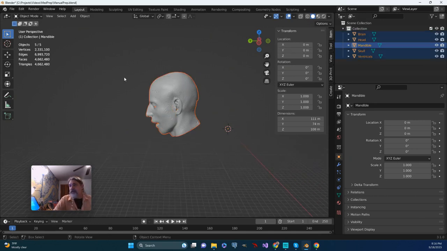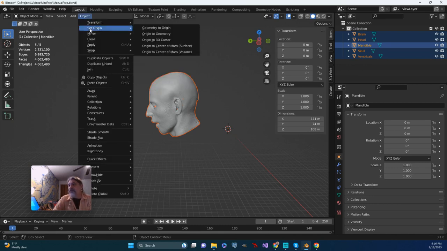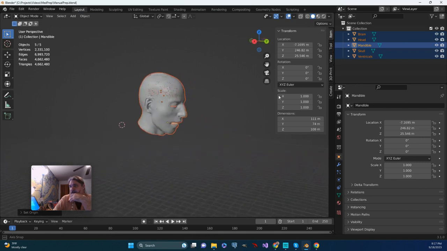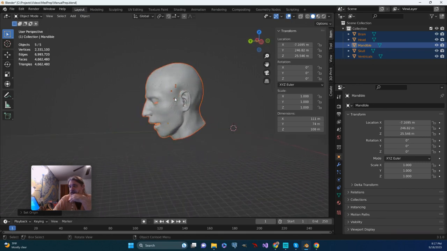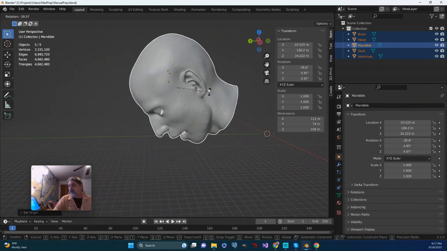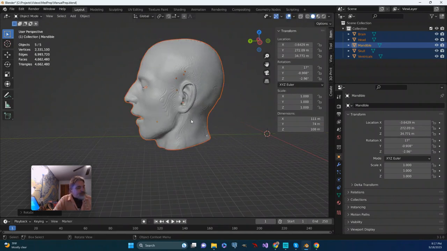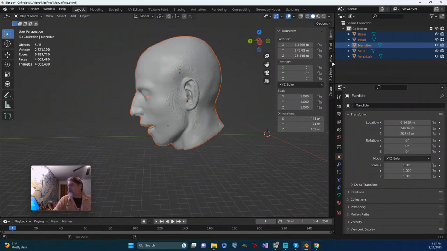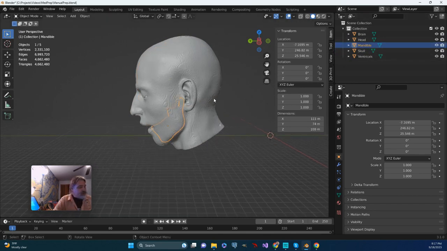So I'm going to push A. And what I'm going to do is set the origin to the geometry. Okay. So now each of these items has their own origin based on the geometry of the specific item. All right. If I click on the brain, its origin is basically centered in the brain. If I click on the head, the origin is basically in the center of the head, and so on and so forth.